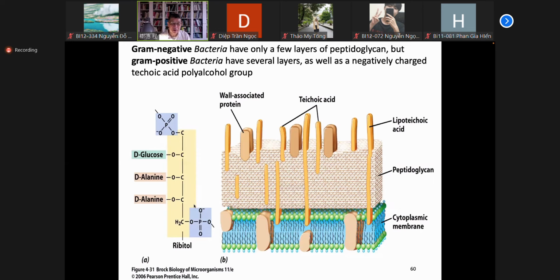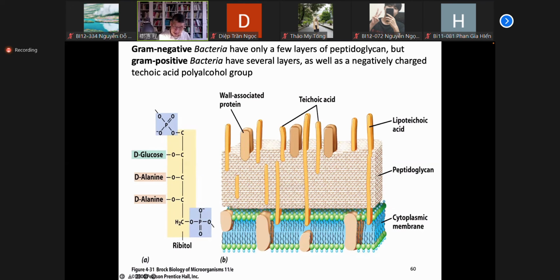Okay, so this is either glycerol phosphate or ribitol phosphate repeated many times, became the teichoic acid. And this teichoic acid is linked to the lipid. It's called the lipoteichoic acid.